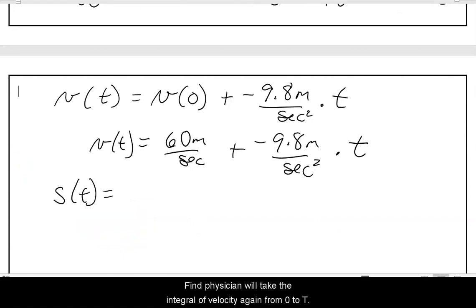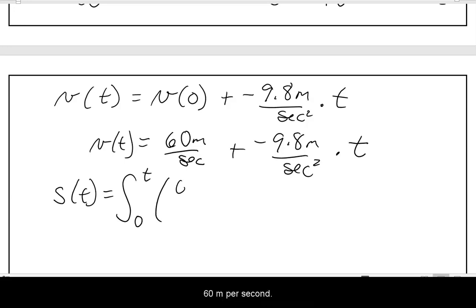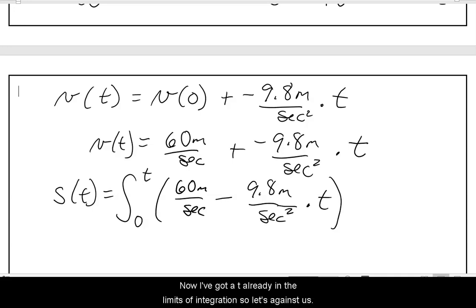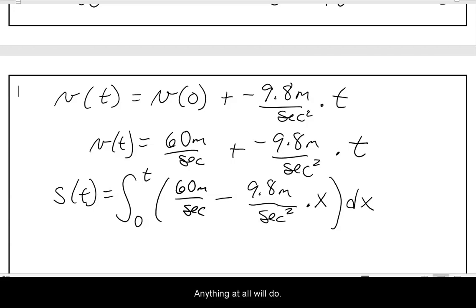To find position, we'll take the integral of velocity again from 0 to t of 60 meters per second plus, or since I have plus and negative, I could write it instead as minus 9.8 meters per second squared times t. Now, I've got a t already in the limits of integration, so let's again substitute out this dummy variable and replace it with something different. Anything at all will do.